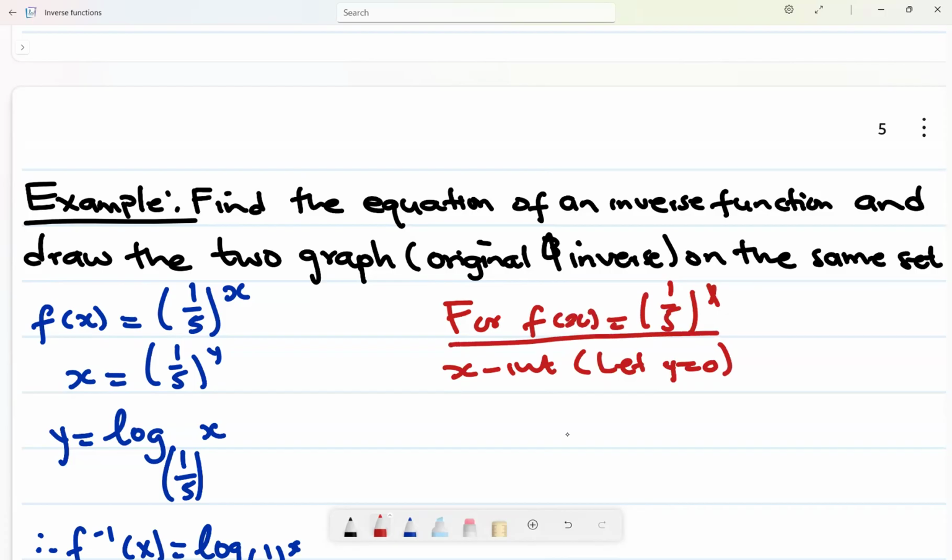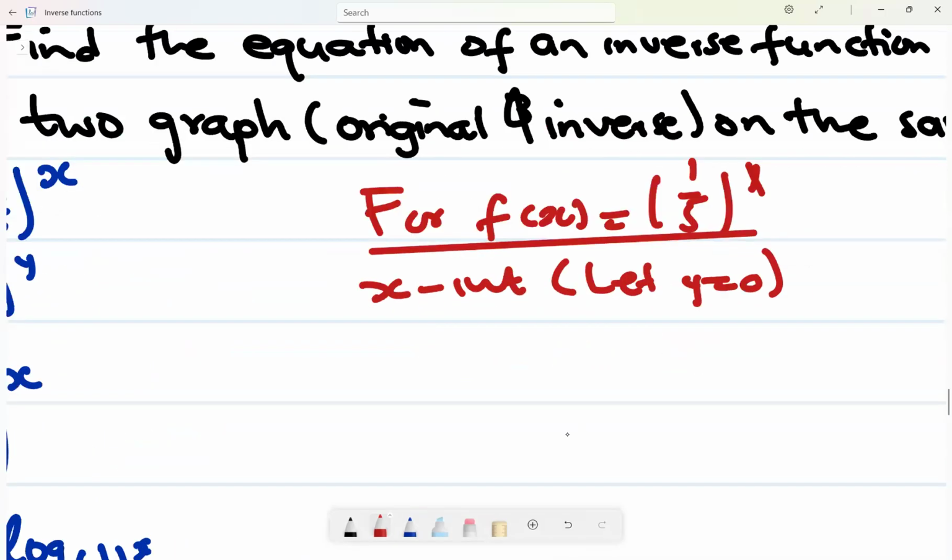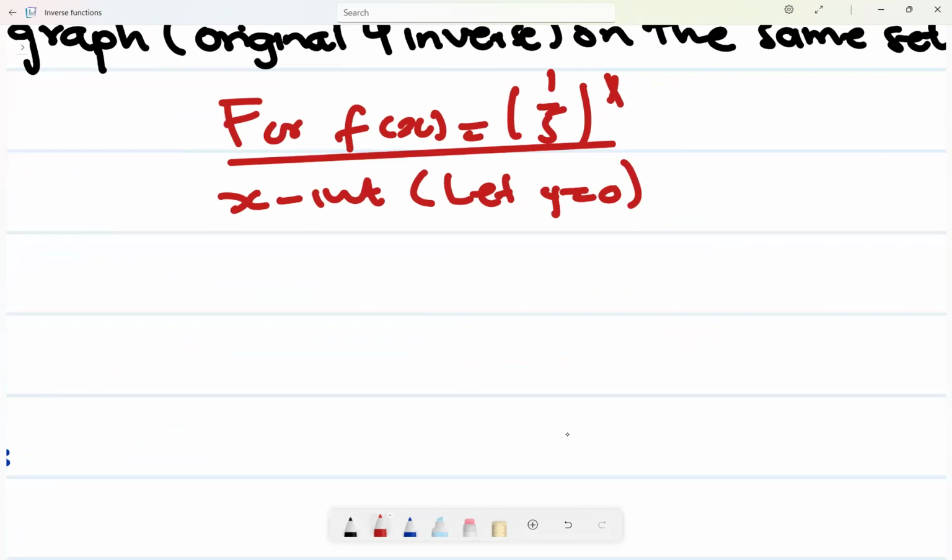Cool. Now, what do we do for x-intercept? You let y equal to 0. So now 0 is equal to what? 1 divided by 5 to the power of x. Okay? Now, can you solve this? Can you, Aman? 0 is equal to 1 over 5 to the power of x. Can you do that?